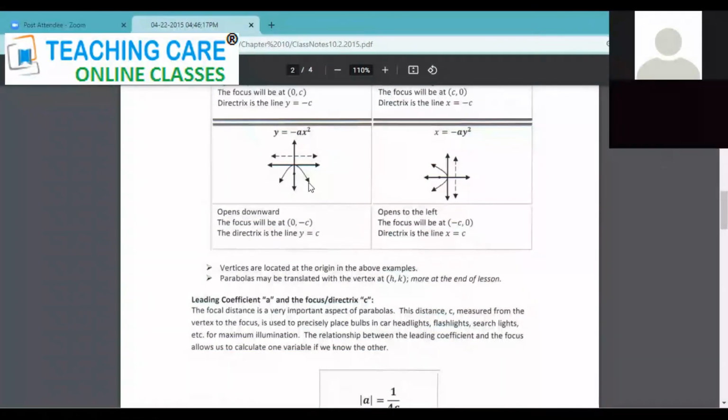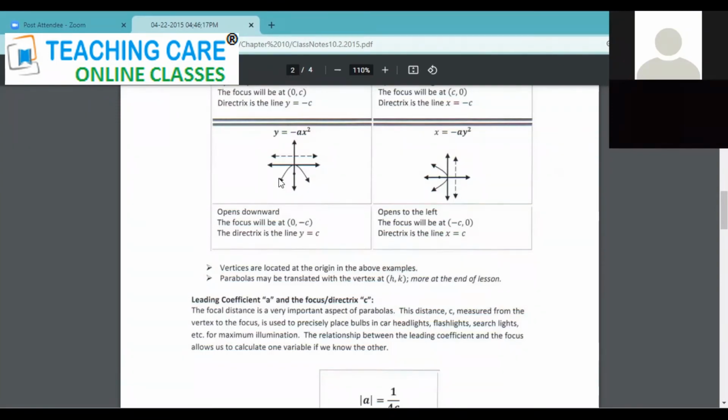Always keep it in mind, the leading coefficient will decide whether it is going to open upward, downward, or sideways, as you have studied in your quadratic equation. So y equal to negative ax squared means it's like a reflection. That's why it's opening downwards. The focus will be 0 comma negative c. The directrix will be y equal to c.